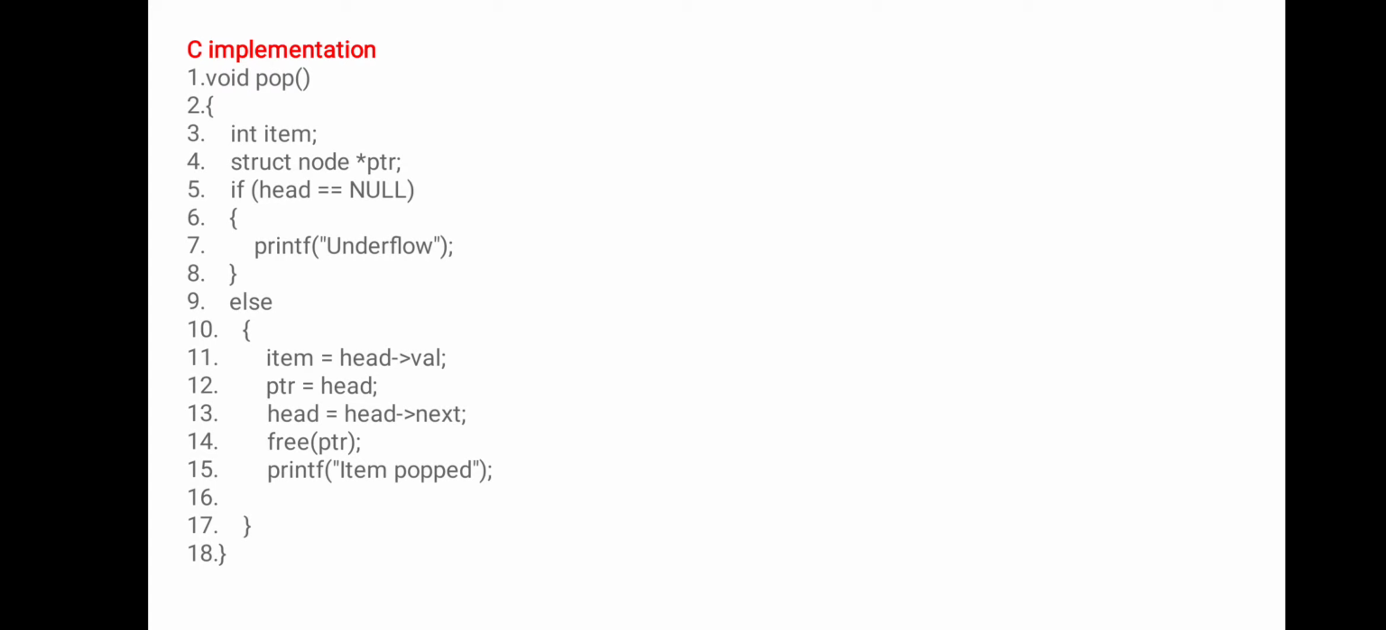I already told you that in the linked list implementation, we don't have any wastage of memory. Whenever you delete an element, that deleted element's memory space is also deleted from the memory. So free is a function which is used to release unwanted or unused memory space. Whenever we delete unused memory space, it gives fast access. Then printf item is popped, meaning the element is deleted.